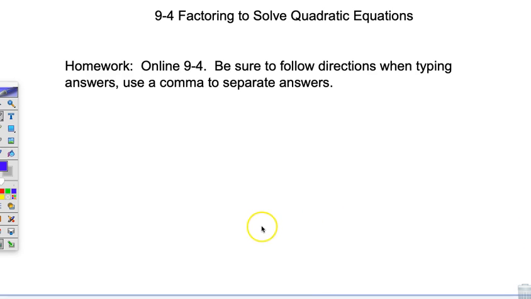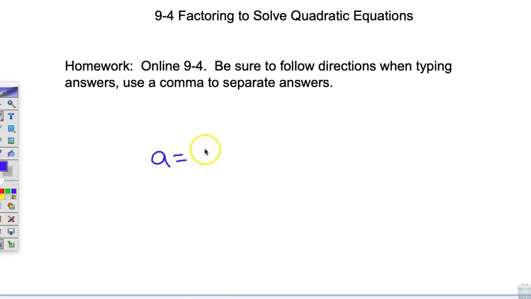Okay, so I'm going to leave you with homework for online in Math Excel 9-4. Now make sure you're following directions when typing your answer. Definitely use that comma like I mentioned to you. And you will see some more challenging problems when your A value is equal to something other than 1.